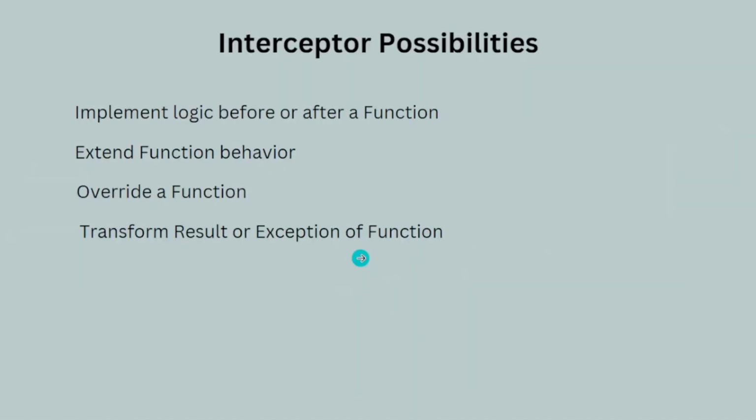So the responsibilities, or I can say the possibilities, of interceptor are to implement some sort of logic before or after a function, before or after a route handler, to extend a function, to override the entire response, or maybe to transform the result. So most of the time you would maybe prefer to use middleware on the request and interceptor on the response, depending upon how you choose to do things in your own way. But interceptor can be used for multiple purposes.